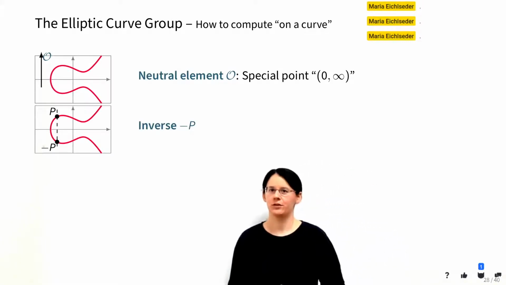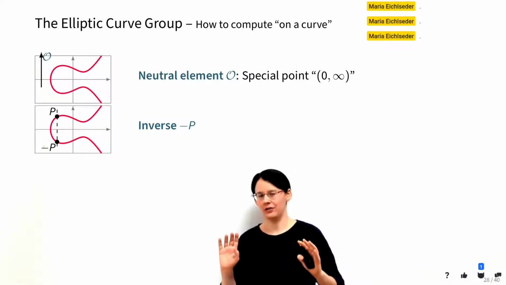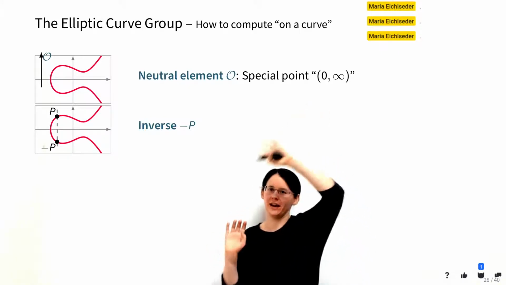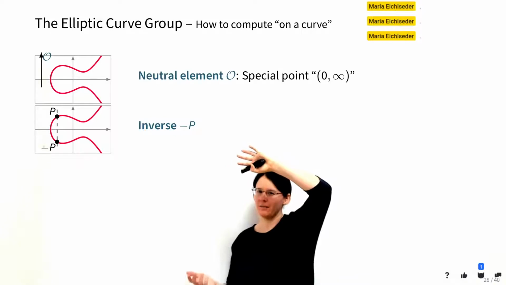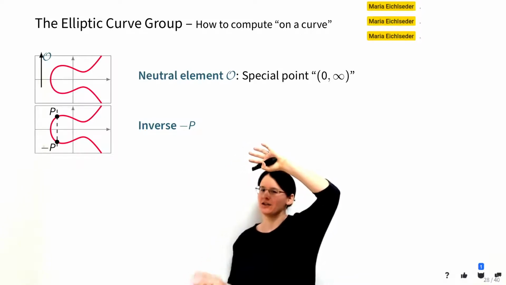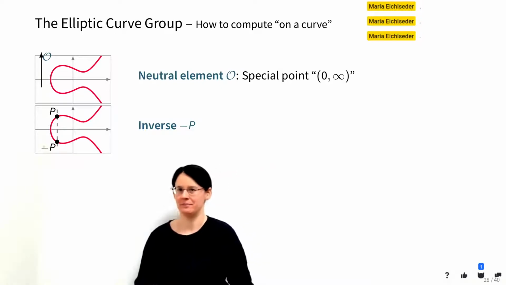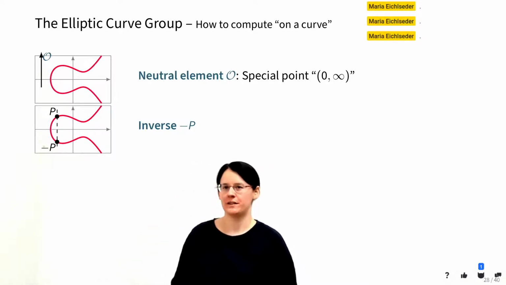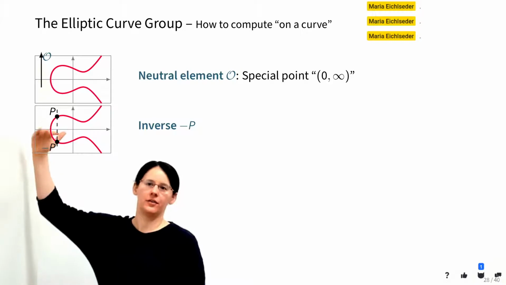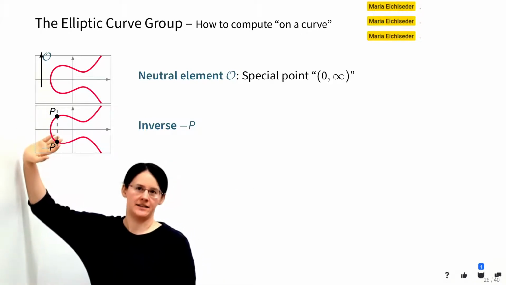Next, let's have a look at the inverses. So this is a bit counterintuitive. I'm now defining the neutral element and the inverse before I'm actually defining the operation. Usually this doesn't make sense, but in this case they're easier to describe. So the inverse we simply define by mirroring the point on the x-axis.